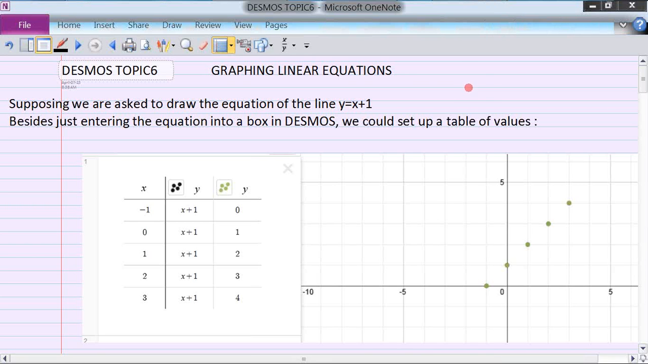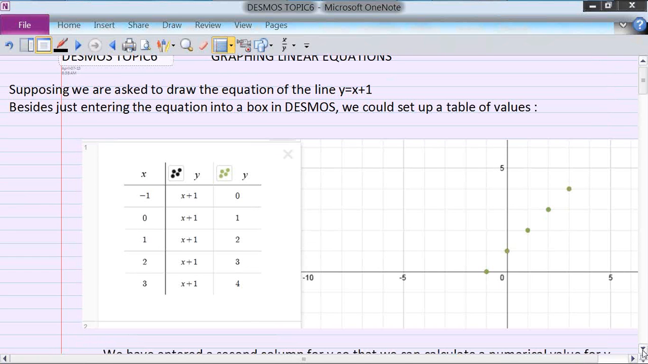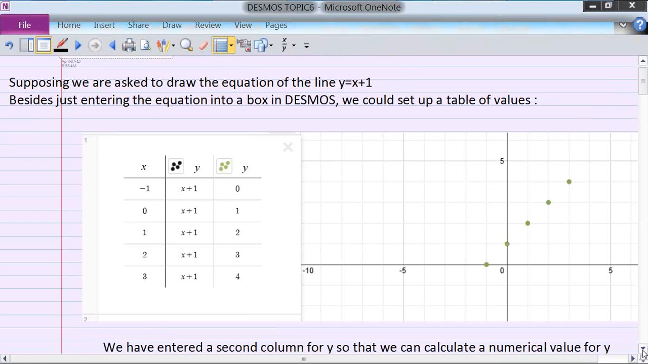We're talking about application of graphing linear equations, which is topic 6, to Desmos. And one of the things that we can do to draw a graph is to show that points lie on a straight line is just to enter values in a table form.